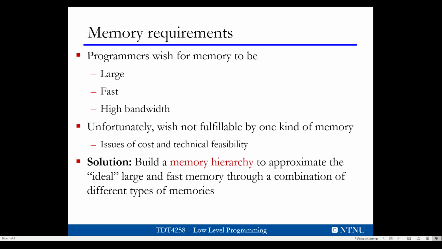Well, if we do not have a single memory technology to meet all of these requirements, what can we do? An alternative is to build a memory hierarchy using different memory technologies. And the idea is that the memory hierarchy approximates this behavior of large and fast memory. So you do not have a large and fast memory, but the memory hierarchy provides an illusion to the programmer that there is a fast and large memory.